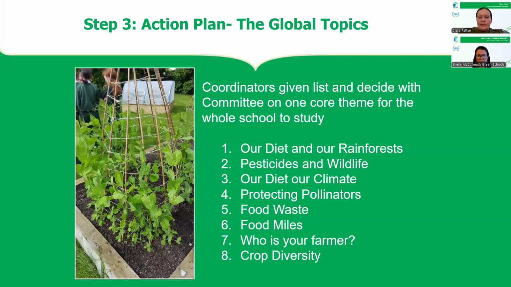Who is your farmer? It's looking at the conditions for people working on the foods that we eat every day. It looks at things like fair trade and what that label actually means. And then crop diversity looks at how the amount of different types of foods we eat has really reduced over the last 100 years and how that's affecting the environment.